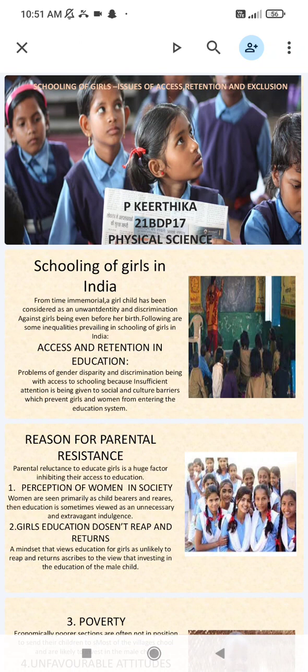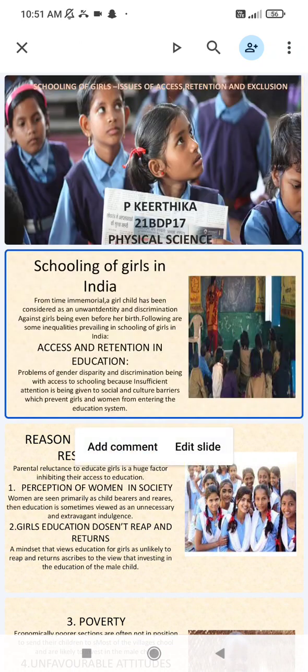So today my topic is schooling of girls, issues of access, retention and exclusion. Schooling of girls in India. From time immemorial, a girl child has been considered unwanted, with discrimination against girls beginning even before her birth. Following are some inequalities prevailing in the schooling of girls in India. Access and retention in school.